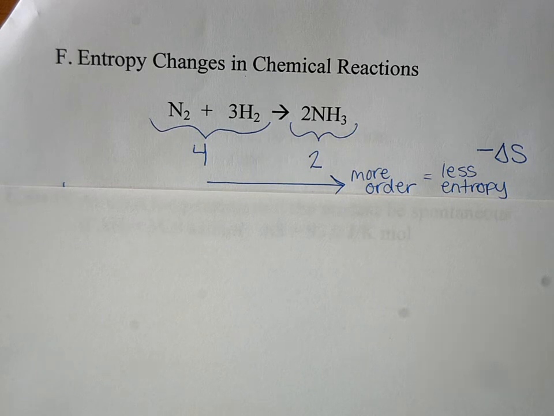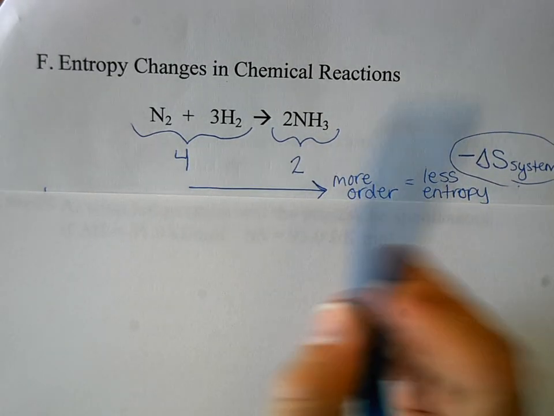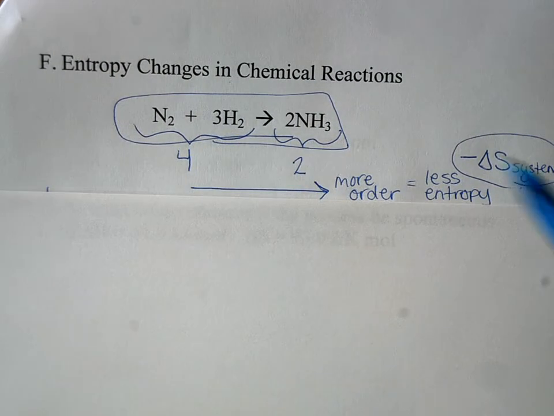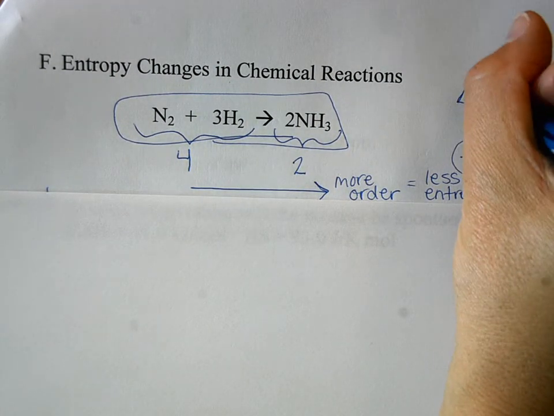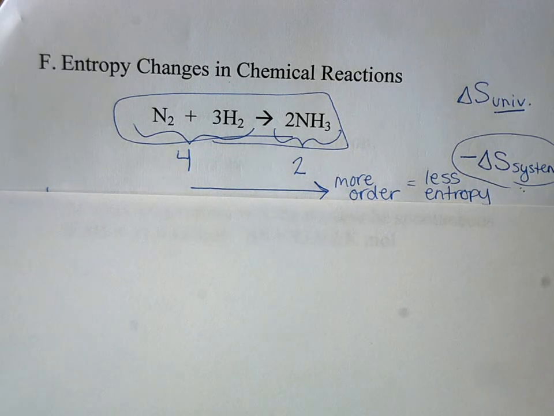That is for the system, by the way. So if it asks you about the system, which would be this, the entropy is negative. But if it asks you for the change in the entropy of the universe, then it's just the opposite.